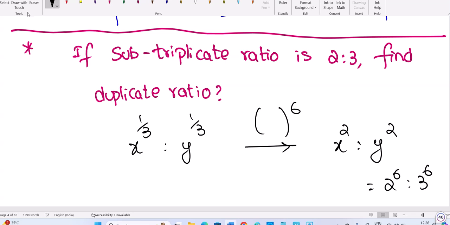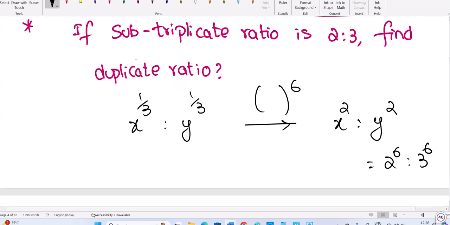When you take the left hand side whole power 6, the right hand side also you should take whole power 6. 2 power 6, 3 power 6: 64 and 729.